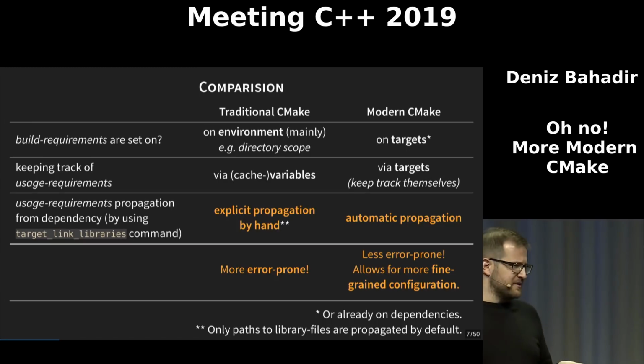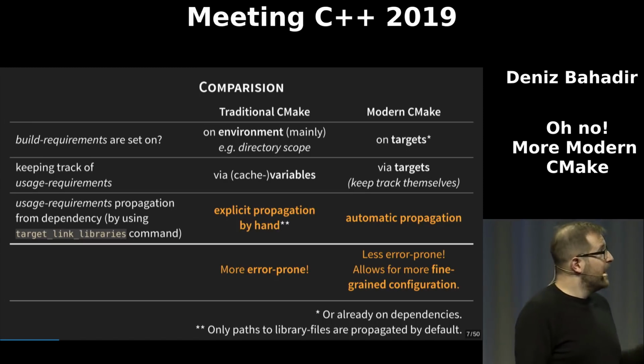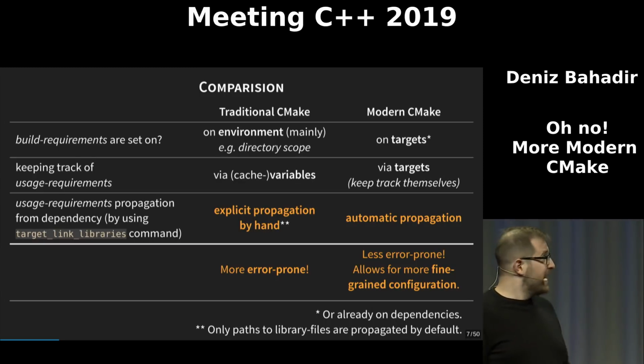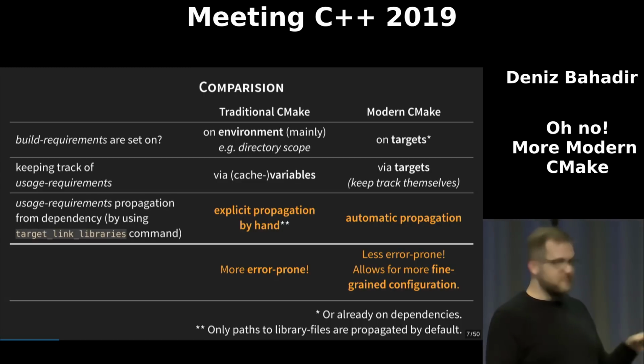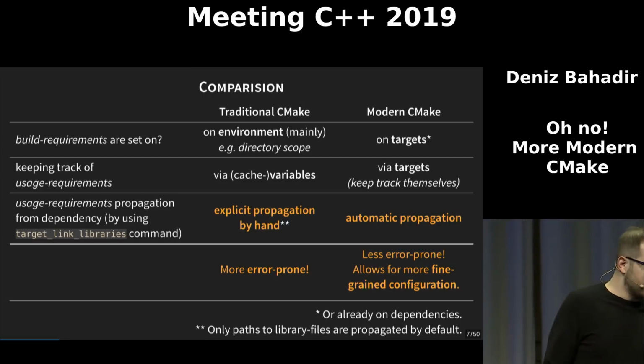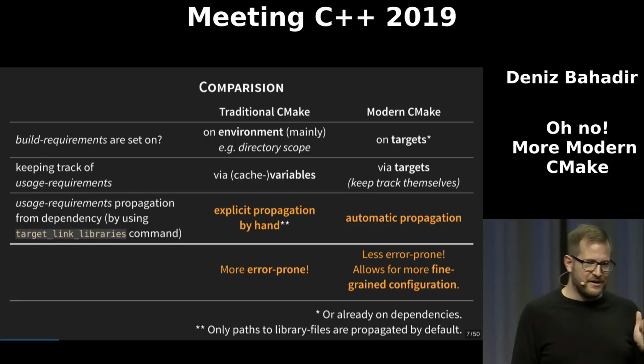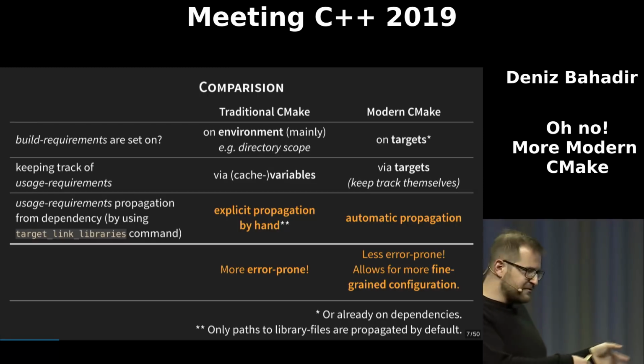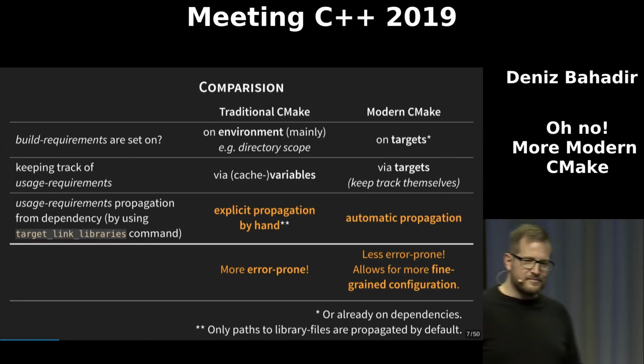Keeping track of these usage requirements: in traditional CMake you use variables, cache variables or normal variables, while now you don't have to keep track of them because the targets do that themselves. And the propagation is done using the target_link_libraries command. That was similar for both versions. With target_link_libraries, you declare a dependency from one target to another. So you say the target on the left-hand side depends on the one on the right-hand side in that command.